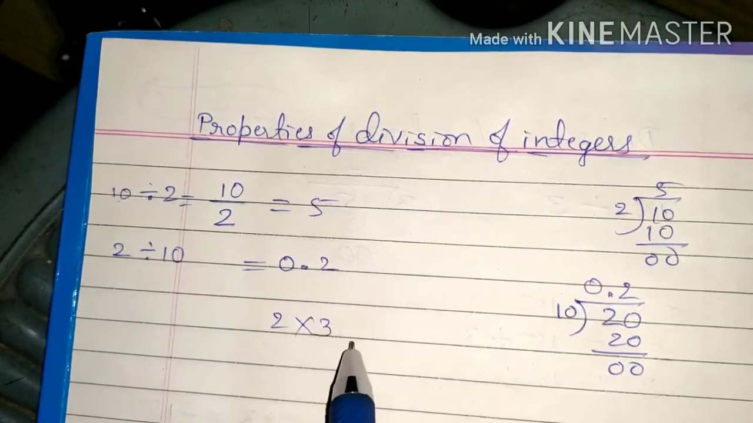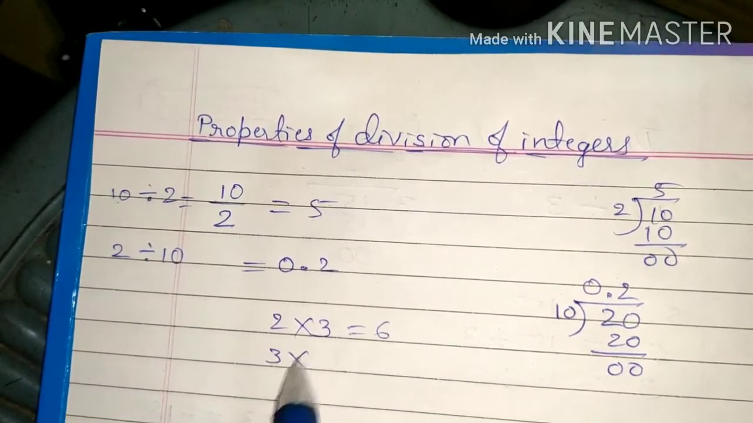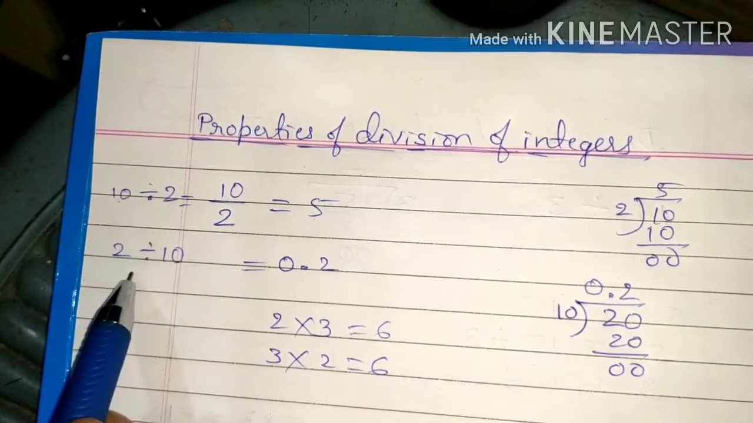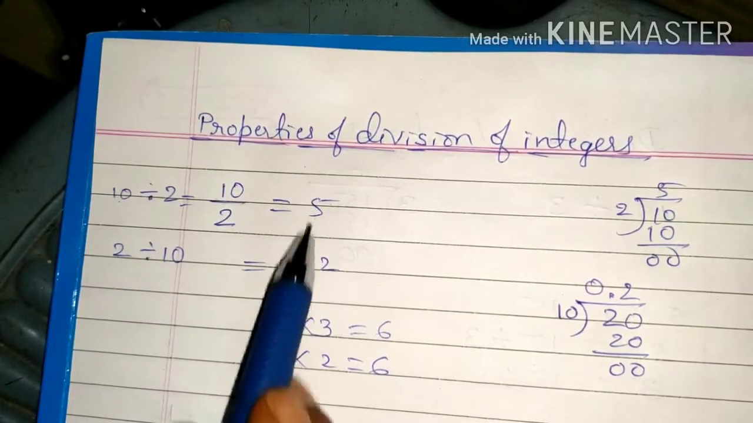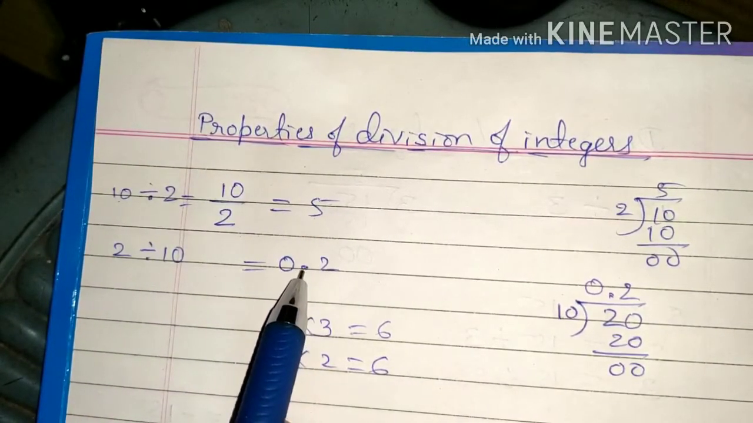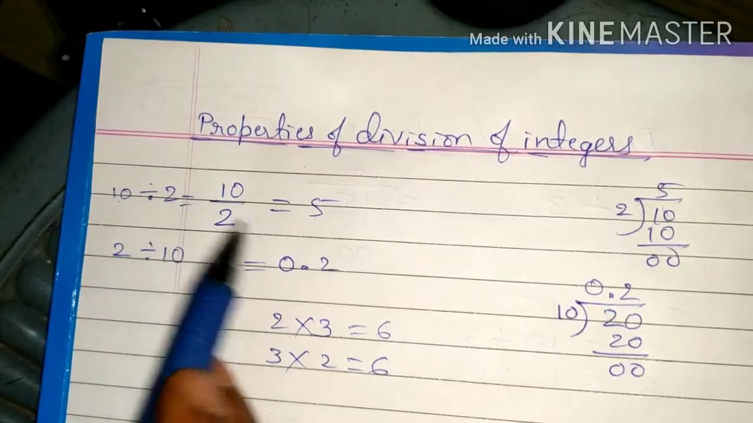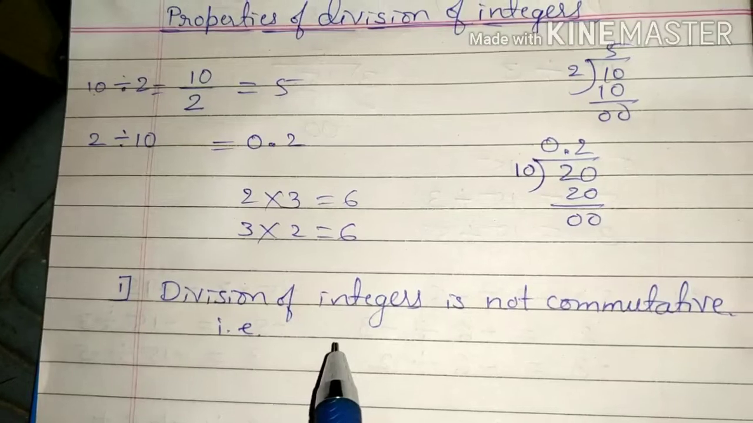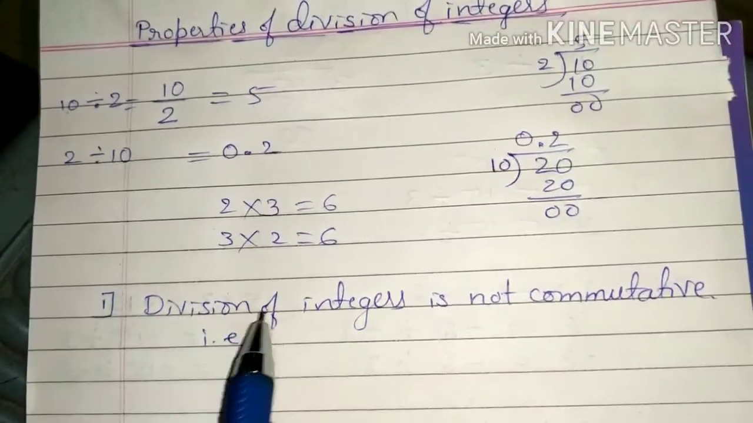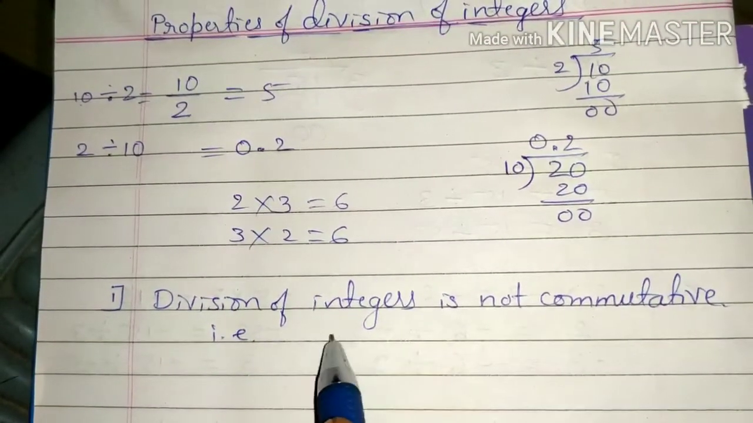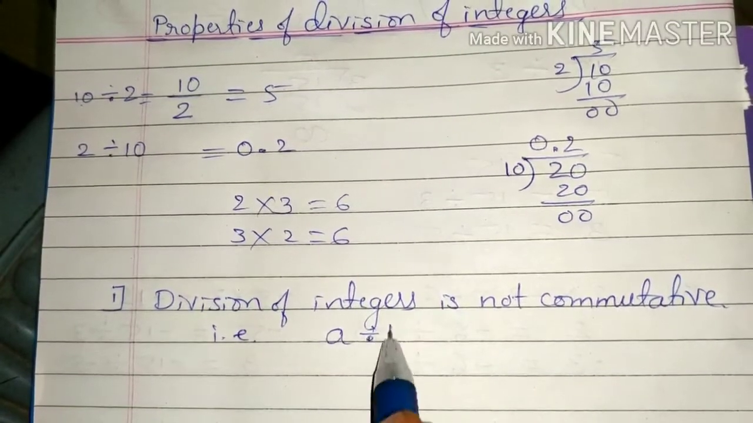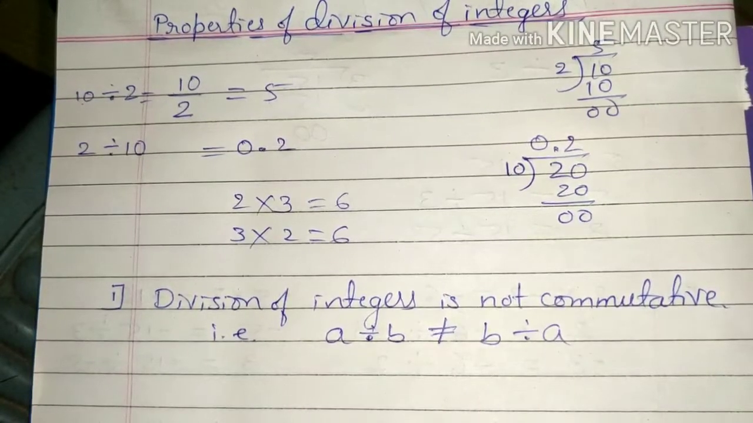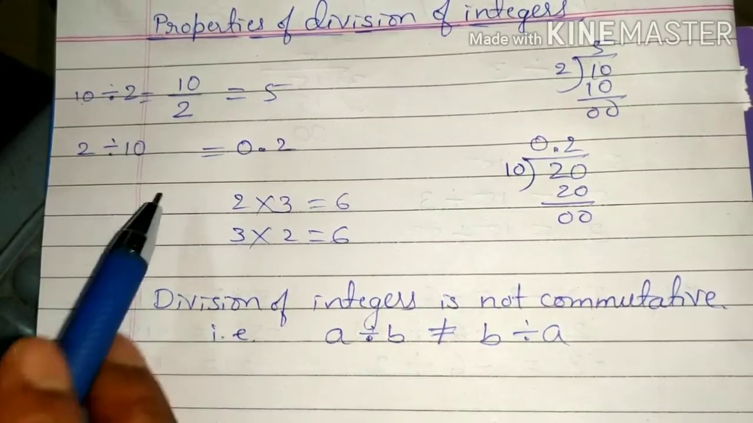Suppose you consider 2 into 3, that is equal to 6. In the same way, 3 into 2 is equal to 6. You get the same answer. But division of two numbers is not commutative, because you get different answers. So this is the first property: division of integers is not commutative. That is, a divided by b is not equal to b divided by a. That is the conclusion of our discussion.